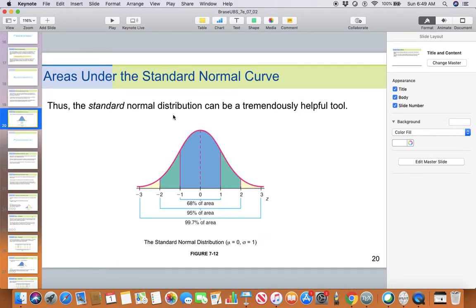Okay, the standard normal distribution can be tremendously helpful. In the standard normal distribution, the mean is 0 and the standard deviation is 1. So 68% lives within negative 1 to 1. Negative 2 to 2, that's 2 standard deviations away from the mean, so 95% of the area will be under negative 2 to 2. Likewise, negative 3 to 3, you get an area of 99.7%.